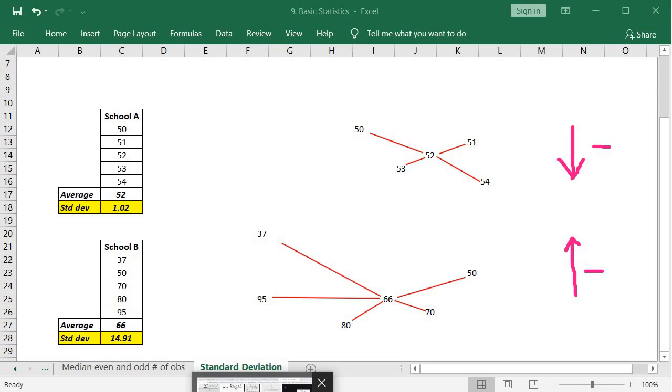And the standard deviation for school B is coming out to be 14.91. By looking at standard deviation, we can see that school B has higher standard deviation than school A. By just looking at standard deviation, we can tell how scattered the data points are. Is the data scattered? It tells us the dispersion of the data. That is the reason why standard deviation is a measure of spread.